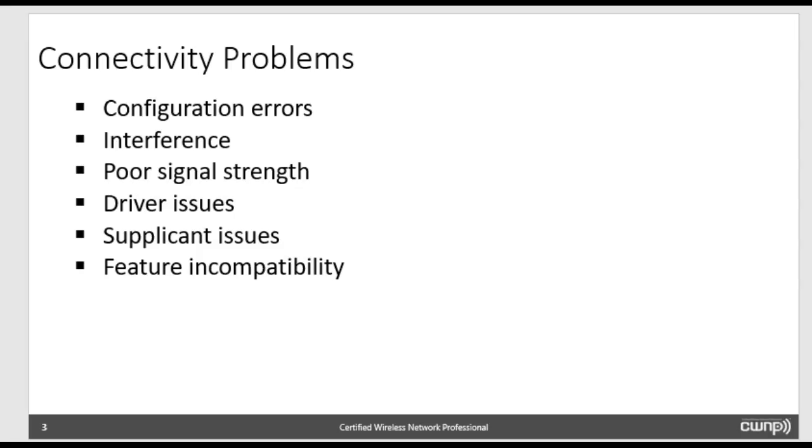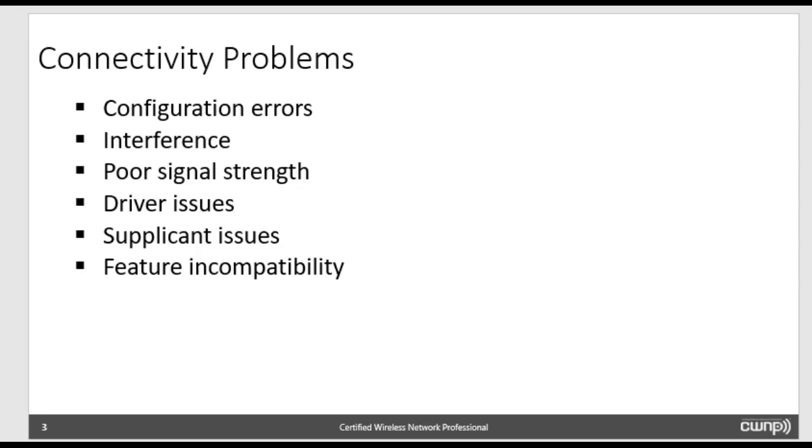Now, some of the basic errors, the most common errors, is one, configuration errors. Did I put in the right SSID? Since it's case sensitive, did I put in the right passphrase? Those are issues. So it's looking at, is everything configured the way you want it to? The second one is interference. Am I having interference either from other APs or from external devices, a microwave, for instance?